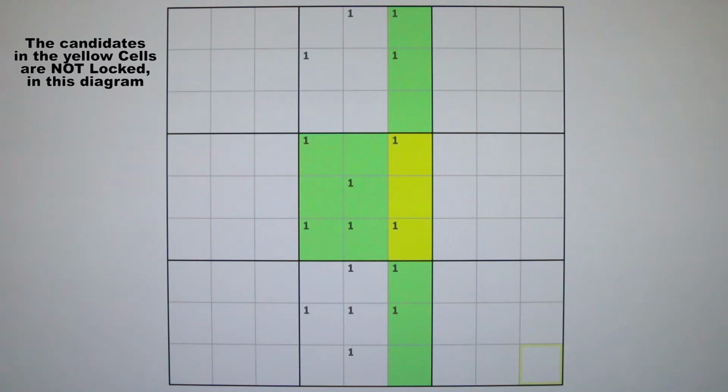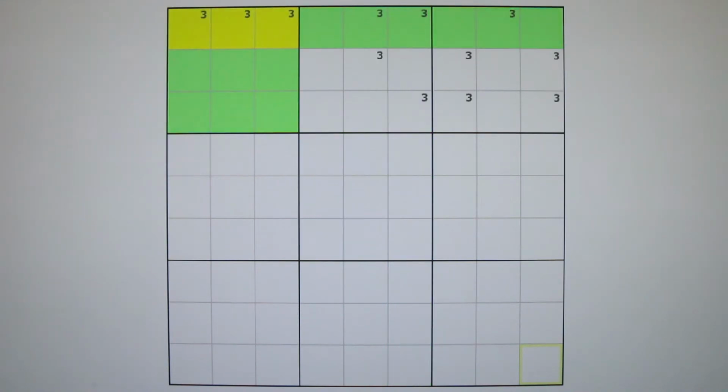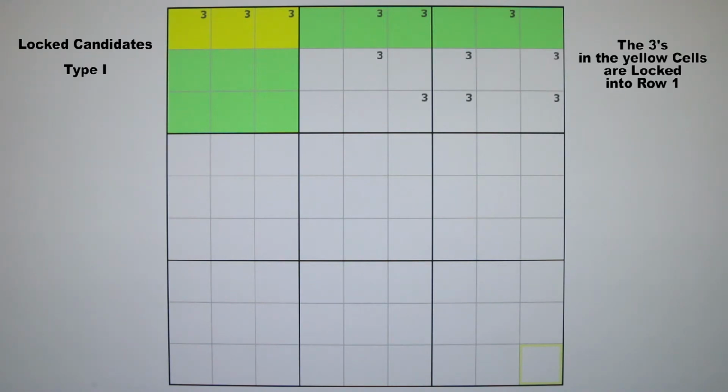But if there are no other instances of that candidate in the rest of the block, then the candidates in the yellow cells are indeed locked, like this. And this is the situation for locked candidates type 1. This is the pattern you must look for, either like this or like this.